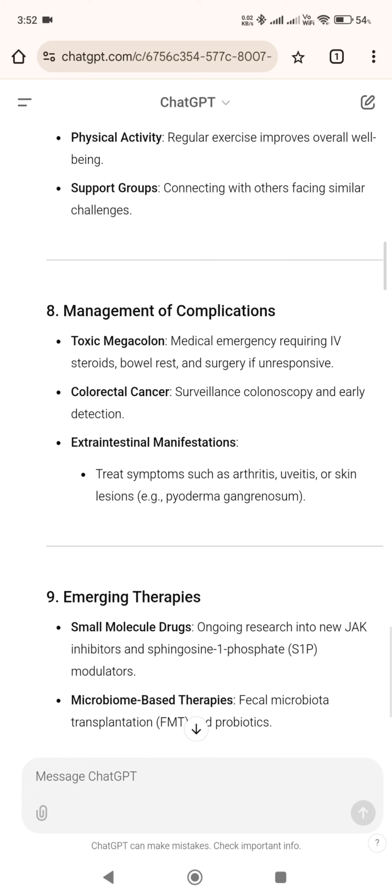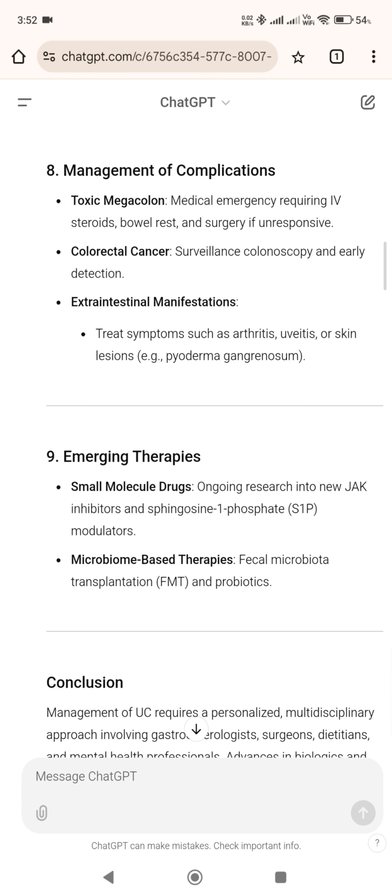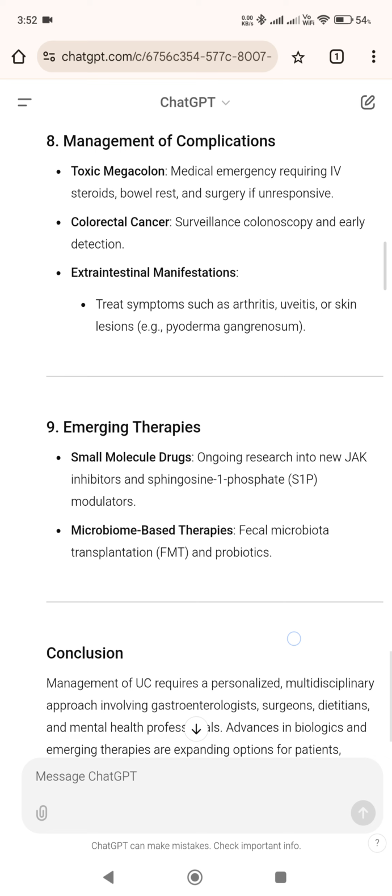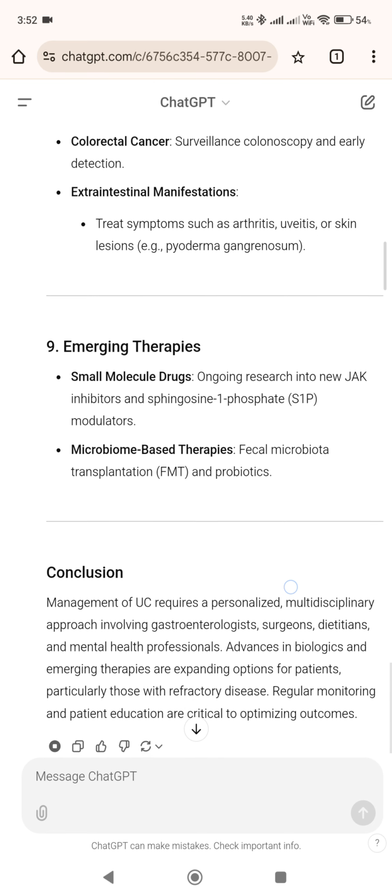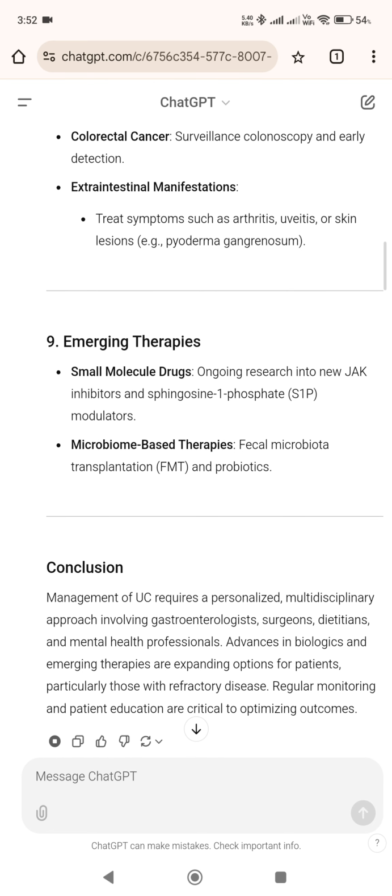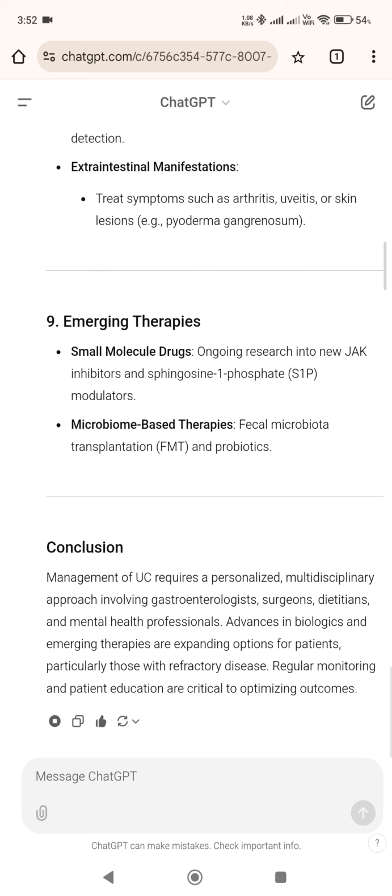8. Management of complications. Toxic megacolon: a medical emergency requiring IV steroids, bowel rest, and surgery if unresponsive. Colorectal cancer: surveillance colonoscopy and early detection. Extraintestinal manifestations: treat symptoms such as arthritis, uveitis, or skin lesions, e.g., pyoderma gangrenosum.